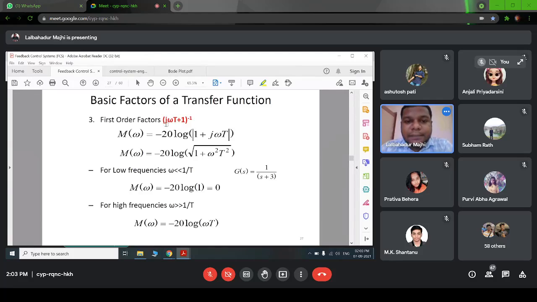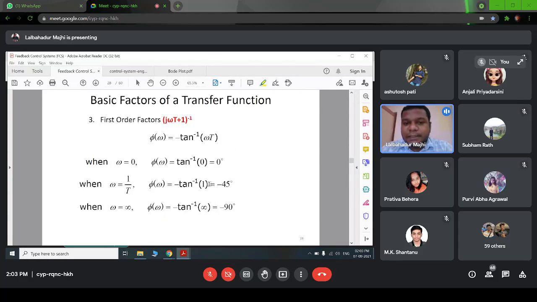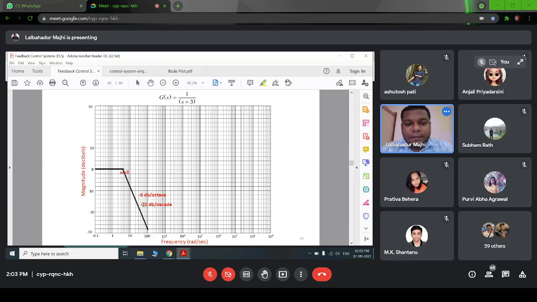So similarly, if it is a non-zero pole, then at that time we will get this magnitude to be minus 20 log root over of 1 plus omega square T square. Similarly, for low frequency we will get 0, and for high frequency this magnitude will be minus 20 log omega T. So you can see the slope here is minus 20, right? So it will be minus 20 dB per decade. Similarly, the angle will change: 0, minus 45 and minus 90. So we can see here for this transfer function, we will get the slope to be minus 20 dB per decade.